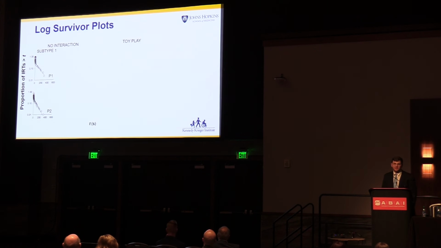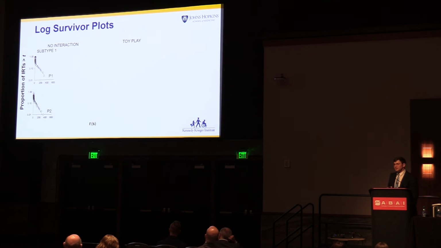Okay, so what is going on? This is very interesting, but it still doesn't exactly tell us what's going on with subtype 2 SIB. What we can do, though, is look at the log survivor plots and maybe get a little more information. Okay, so remember, if behavior is organized into bouts and pauses, looking at the log survivor plot, you'll see what looks like a little broken stick or a little hockey stick. That tells us behavior is organized into bouts and pauses.